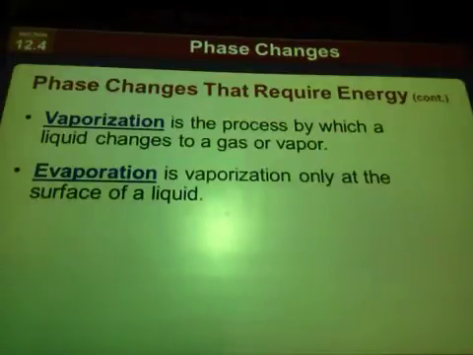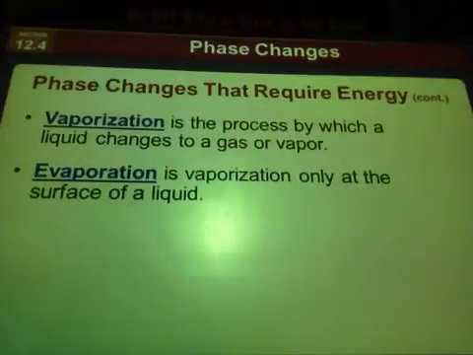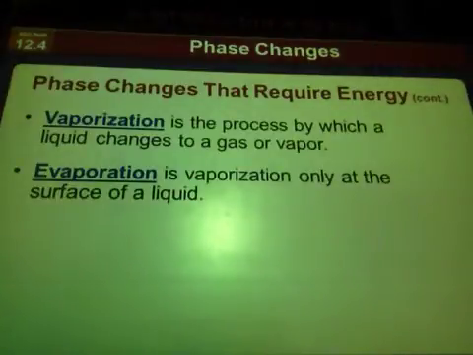Okay? Now, melting as well as vaporization, these are phase changes that require energy. I need to add energy into something so that I can break those intermolecular attractions. And I think they're all headed that way on your slides too, that these are phase changes that require energy. So melting and vaporization are two phase changes that require energy. I need to get energy into a system so that I can break those intermolecular attractions and then have my phase change.